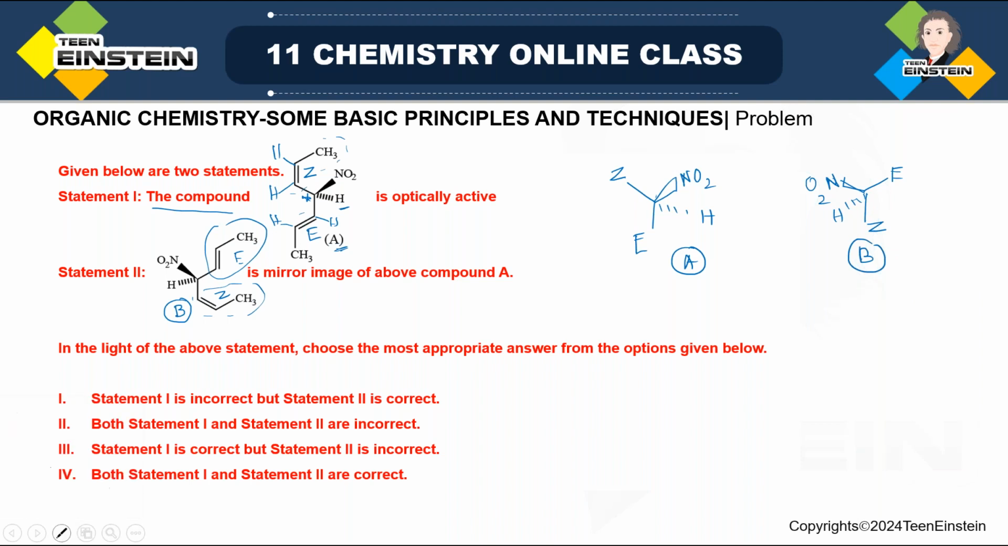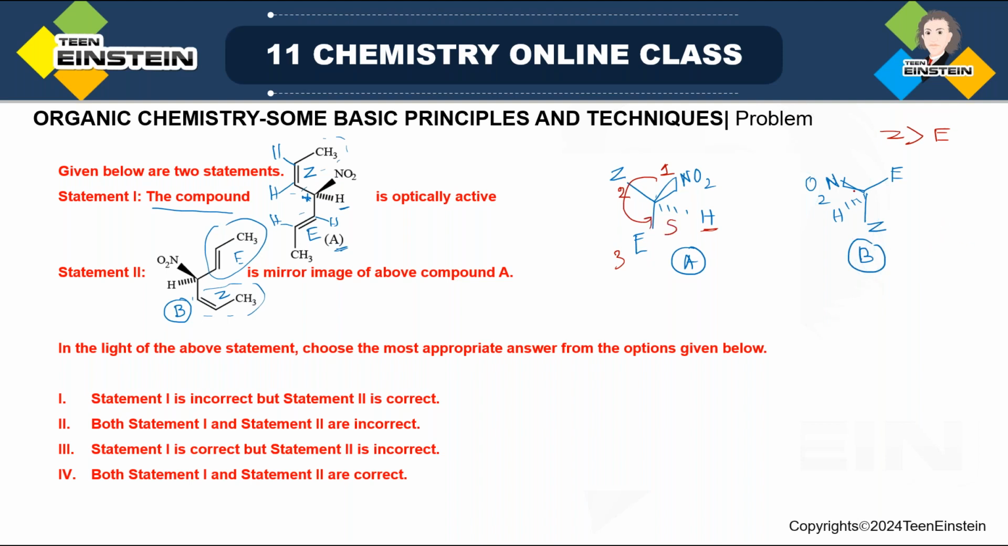Now we will try to see the RS nomenclature. H is already away from us. NO2 will have maximum priority because of its atomic number. Now if you are thinking among Z and E, which is to be given more priority? Remember, Z always has more priority than E. So this is 1, this is 2, this is 3. When you are moving from 1 to 2 to 3, this is actually S.